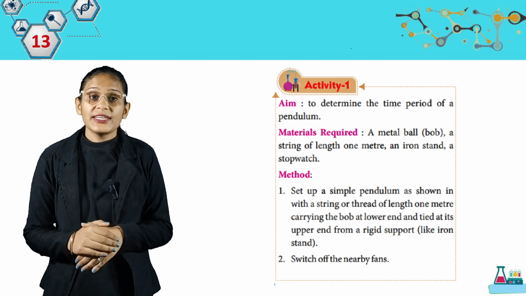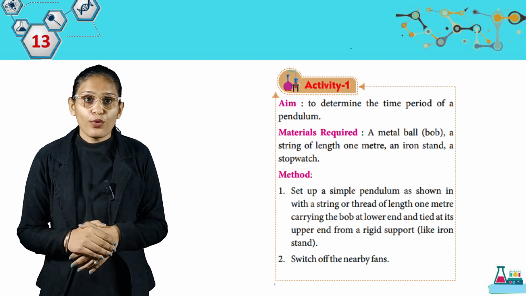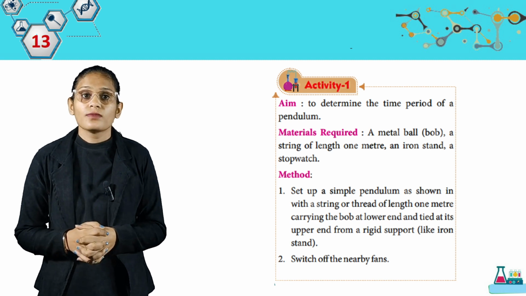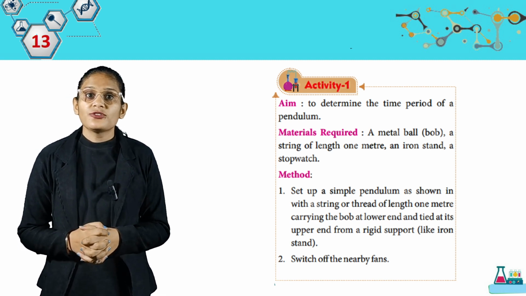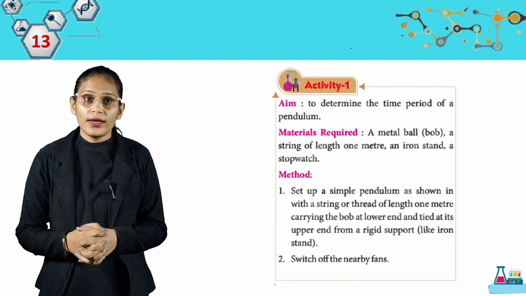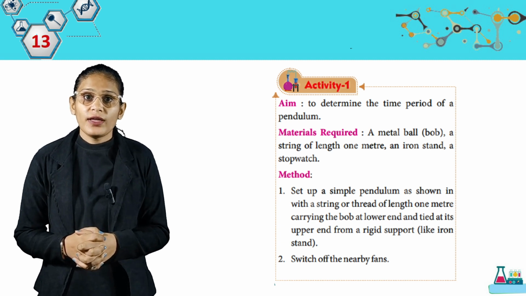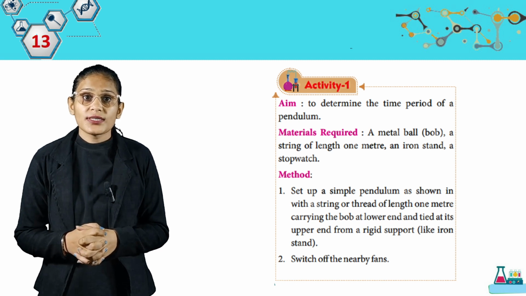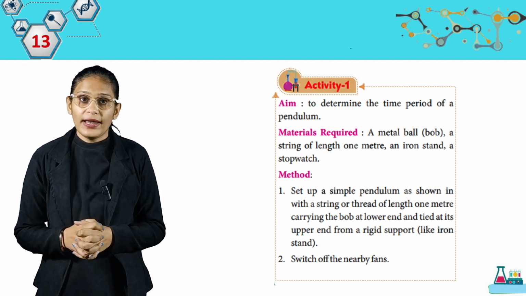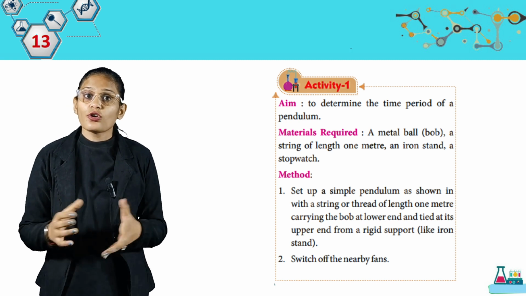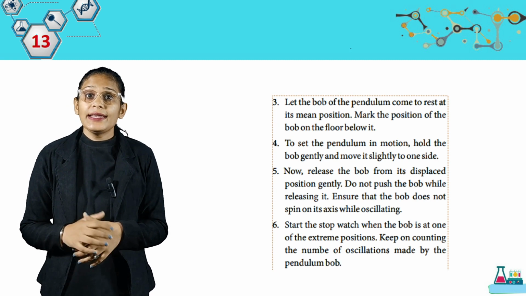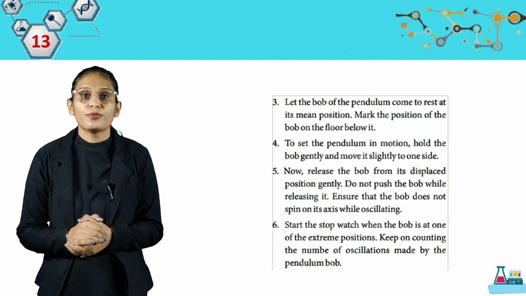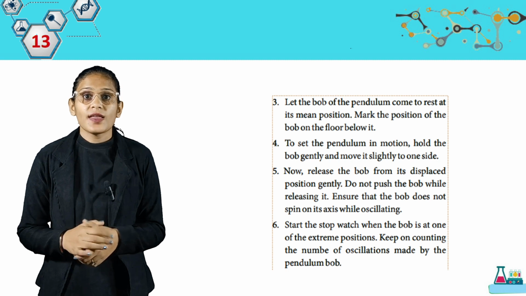Materials required: a metal ball, bob, a string of length 1 meter, an iron stand, a stopwatch. Method: first, set up a simple pendulum as shown, with a string or thread of length 1 meter carrying the bob at lower end and tied at its upper end to a rigid support like iron stand. Second, switch off the nearby fans. Third, let the bob of the pendulum come to rest at its mean position. Mark the position of the bob on the floor below it.